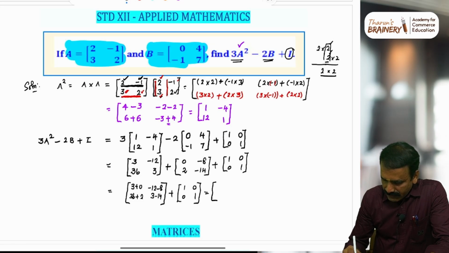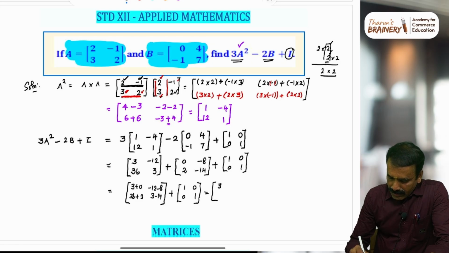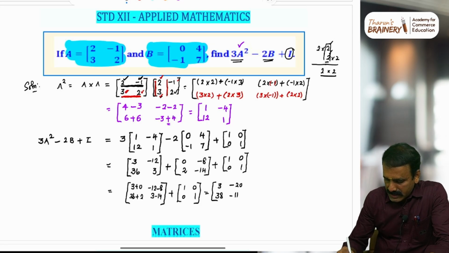Now simplify, that is now first two matrices. 3 plus 0 is 3. Minus 12 minus 8, minus 20. 36 plus 2, 38. 3 minus 14, different sign, so we have to subtract. 14 minus 3 is going to be 11 with the minus symbol, minus 11, plus 1, 0, 0, 1.